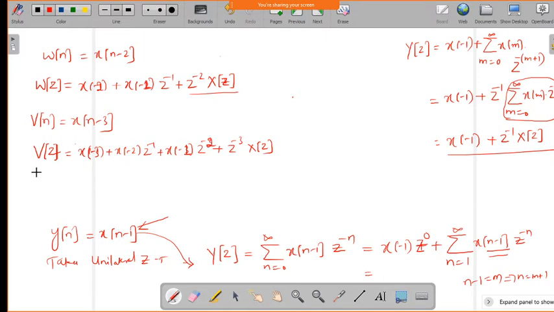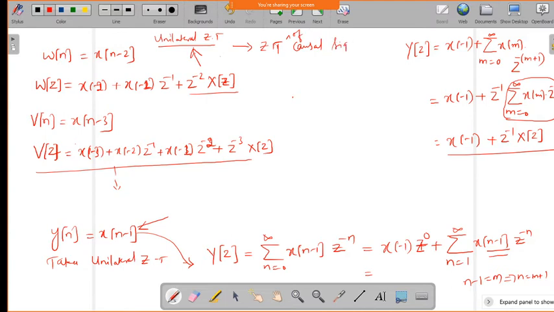So like this you go on getting the values if you go on shifting the values for the unilateral z transform. Now we'll take one problem and find out the unilateral z transform. What is the use of this unilateral z transform? It is very helpful for finding the z transform of causal signals.